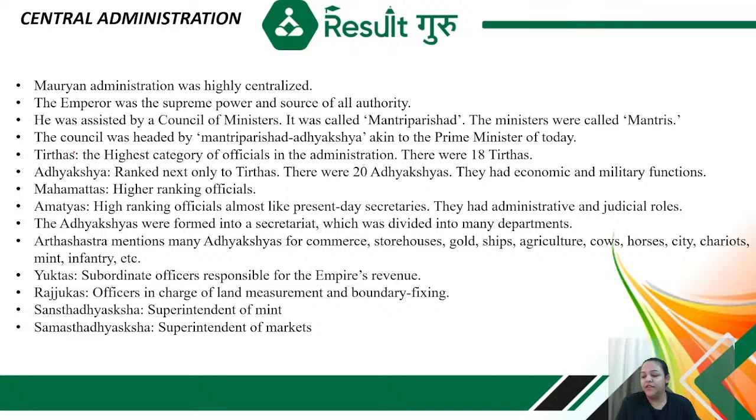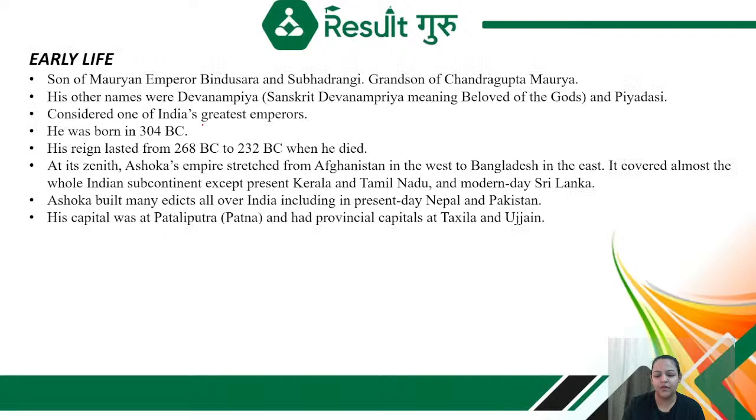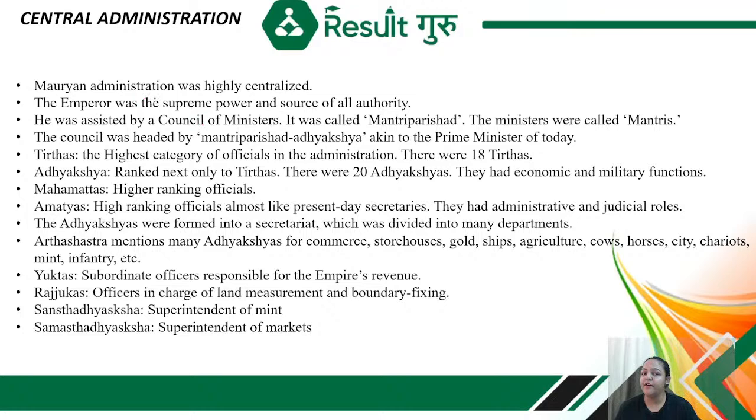Now let's move on and talk about the central administration of the Mauryan empire. Now here you have a lot of names, so please be careful. You have to remember these names. Now Mauryan administration was highly centralized, and the emperor was the source of all power and authority. So he was assisted by... Anyway. So, Mauryan empire was highly centralized. The emperor was the source of all power and authority.